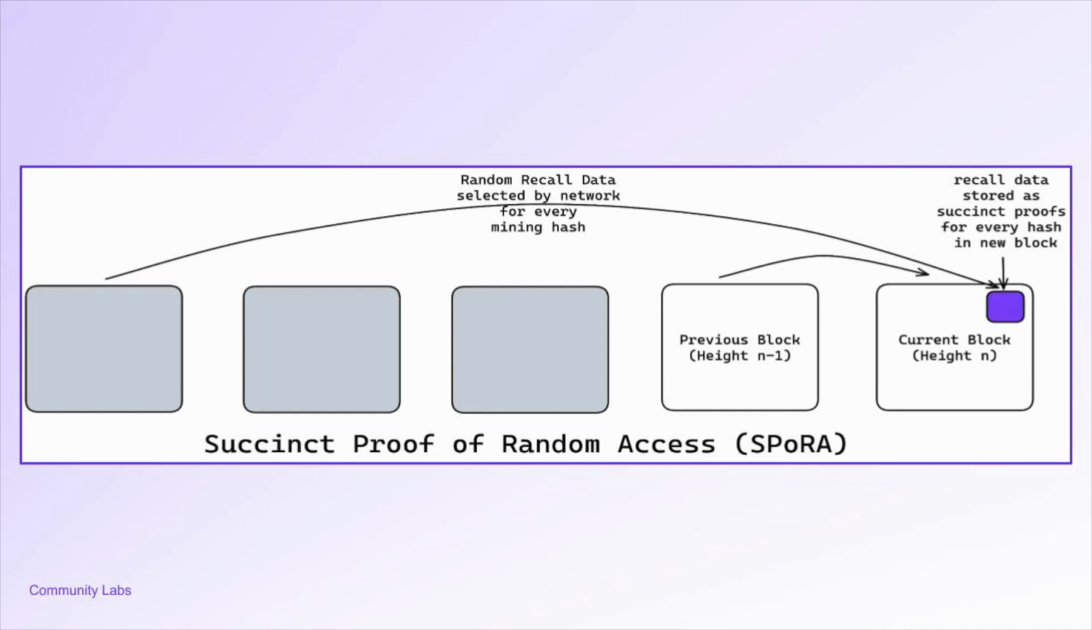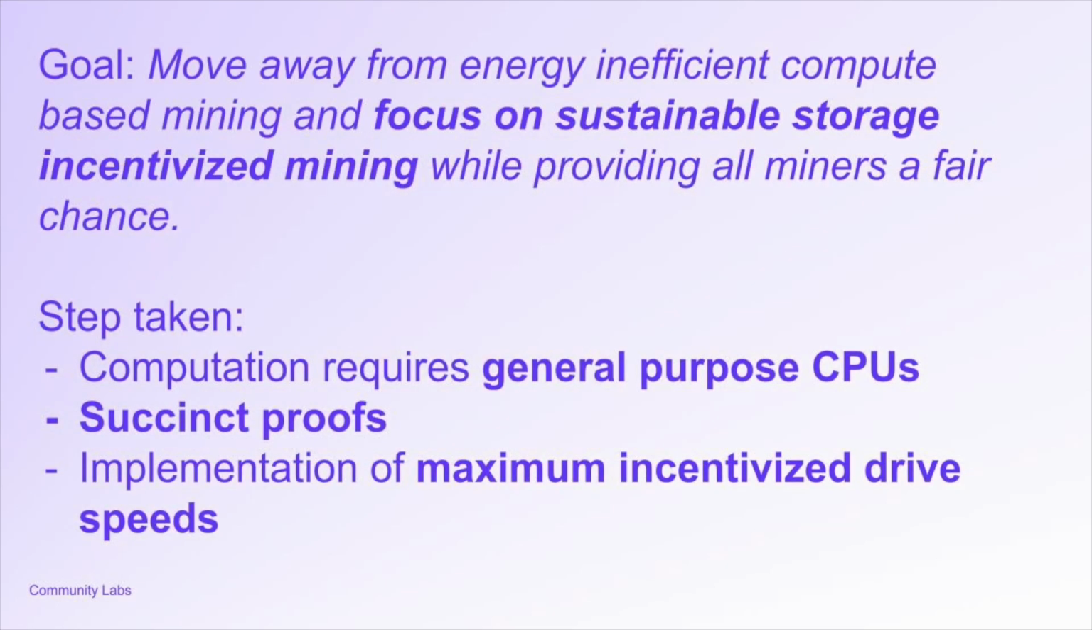The underlying mechanism that Arweave relies on is called succinct proof of random access, or SPORA. Similar to other blockchains, blocks in Arweave are linked to their previous blocks. Additionally, every block consists of succinct proofs that help prove to the network that a miner has access to randomly selected data from the previous blocks. This mechanism helps Arweave to move away from energy inefficient compute based mining and move towards a greener, sustainable storage based mining mechanism. Keeping this in mind, Arweave has taken the following steps.